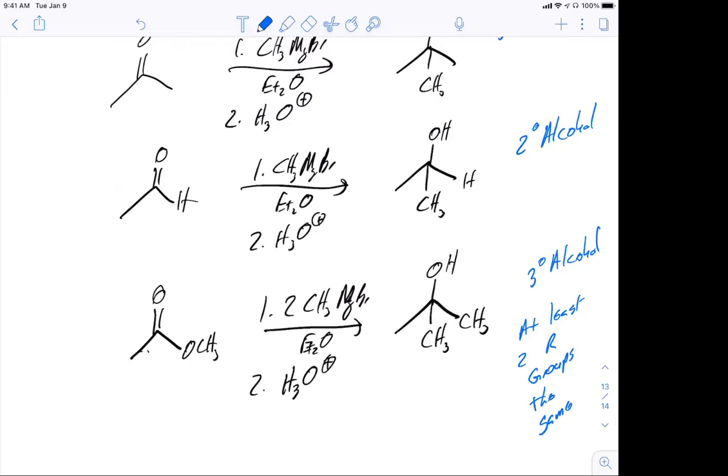And the other caveat for an ester, right, is that whatever this Grignard was, I added it twice. So two of my R groups on my alcohol are going to be identical. Okay, so if you're doing a retrosynthesis and you notice two ethyls or two propyls, two methyls, right, that could have come from an ester.